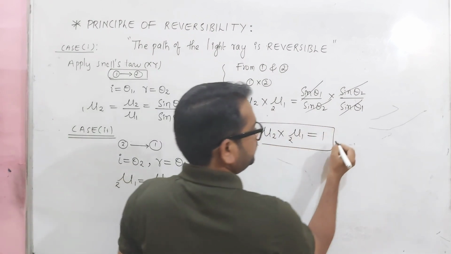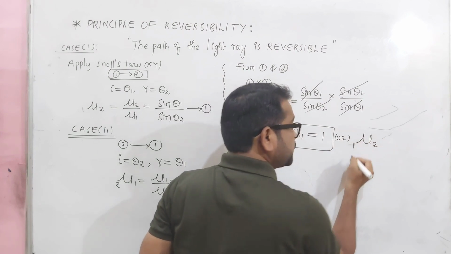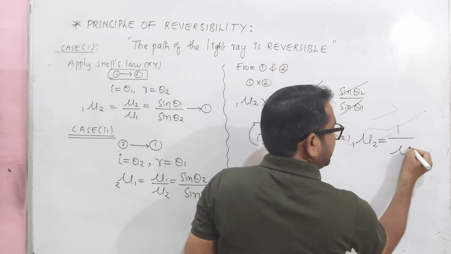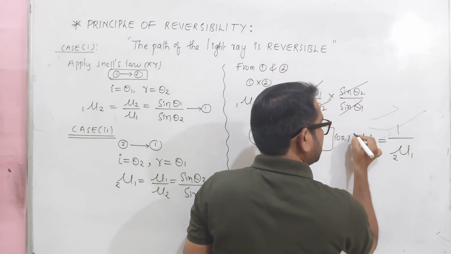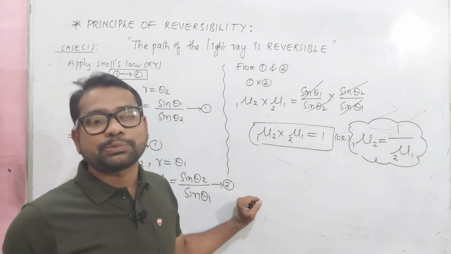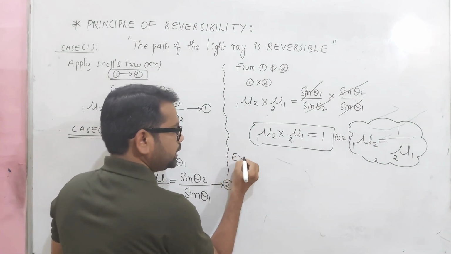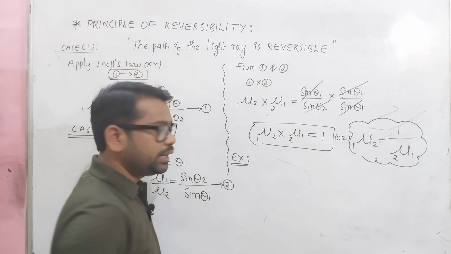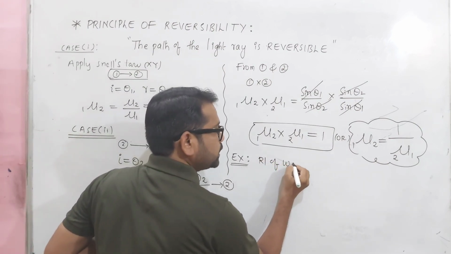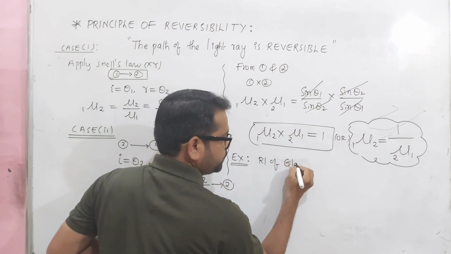Or we can also write it like this: the refractive index of the second medium with respect to the first medium is always equal to the reciprocal of the refractive index of the first medium with respect to the second medium. Based on this, dear children, we can expect 1 mark questions. So, how are the questions asked? Let us see one example. Children, the example is very, very simple. It will be given like this. The refractive index of water, or else let us say the refractive index of glass, let us take.